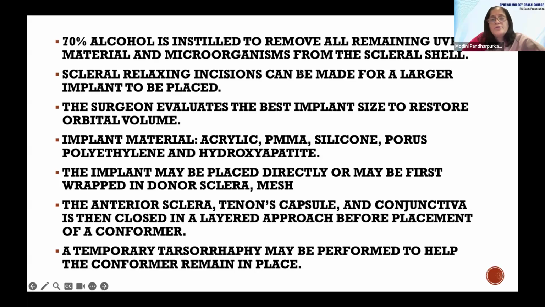The remaining uveal tissue, especially where the veins exit and where the arteries enter, theoretically can give rise to sympathetic ophthalmia. So you want to clean all the uveal tissue. A good way is to take an absolute alcohol swab and pass it round and remove all the uveal tissue from the scleral shell.